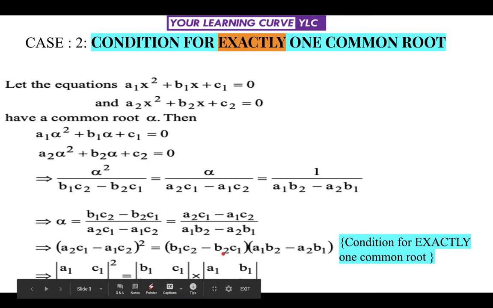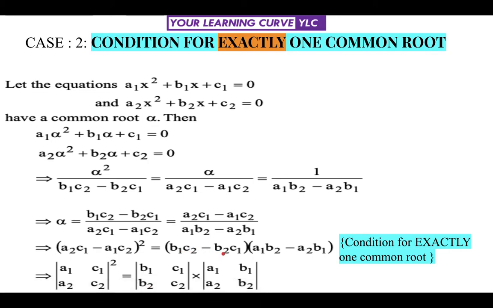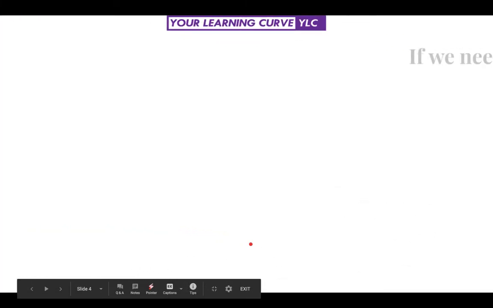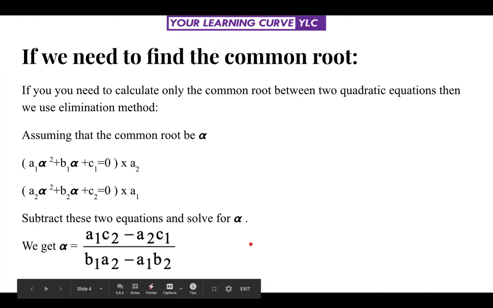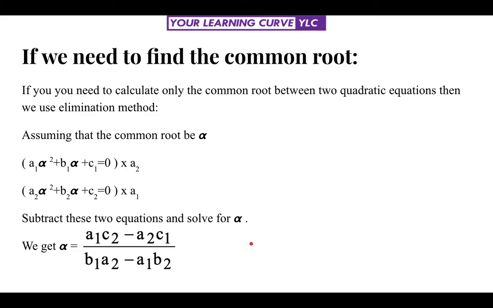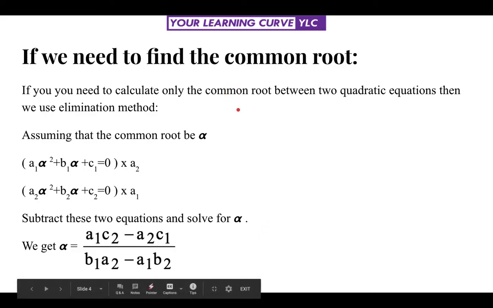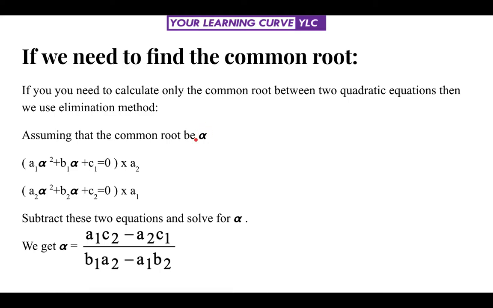There are quite a few questions already asked in IIT JEE on this concept. Now, if we need to find only the common root, that is, you have been given two equations and you have to find only the common root, you don't need to find the condition or A, B, C, or anything else, just find the common root. What you do is use the elimination method.